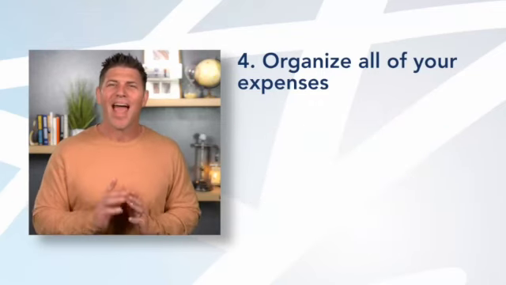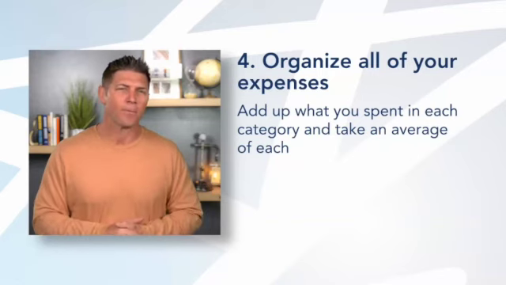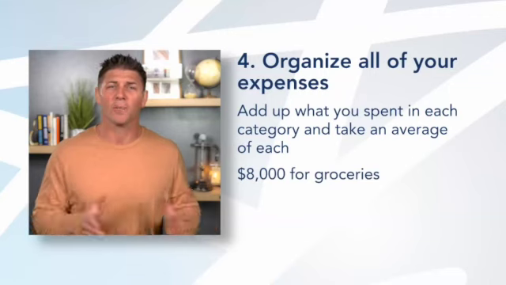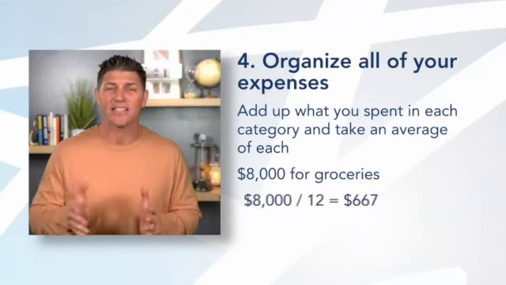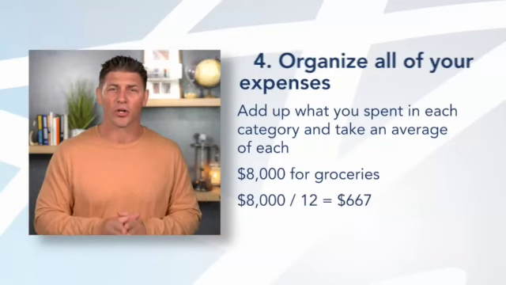But first, add up what you spent last year in each category and then take an average for each. For example, if you spent $8,000 in groceries last year, then you'll need to start your budget for groceries at $667 per month. Repeat this for all other categories that aren't recurring expenses.